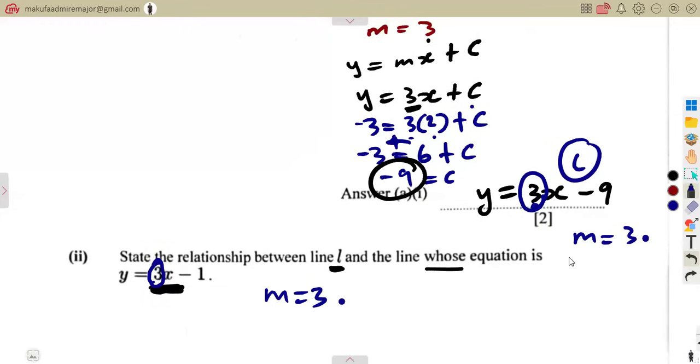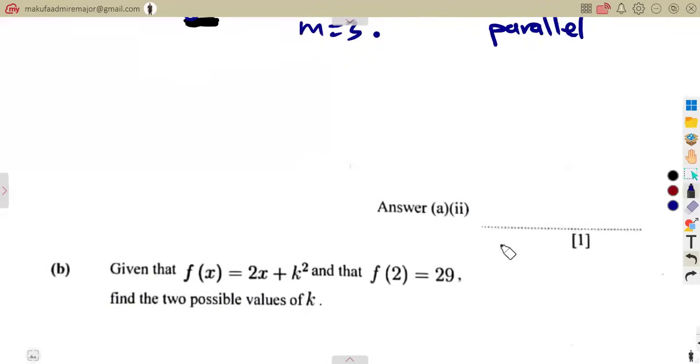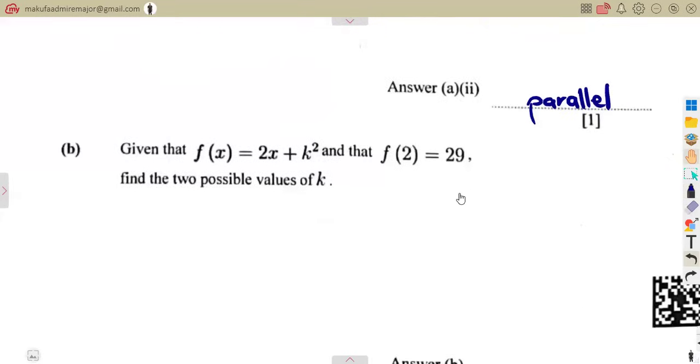What is it about these two lines? They have got the same gradient. If they have got the same gradient, it means they are parallel. Remember, parallel lines have got the same gradient. If they are perpendicular, the product of their gradients is going to be negative 1. But these ones are parallel, with the same gradient.